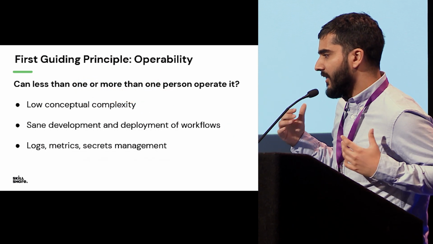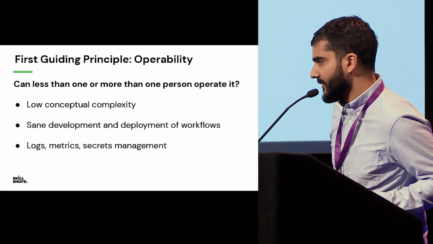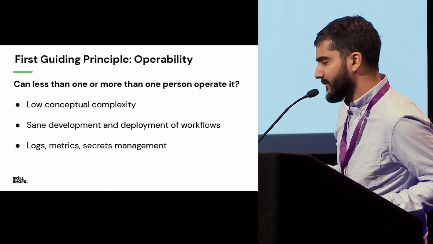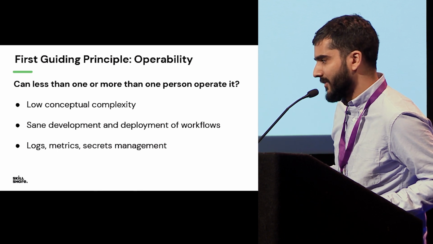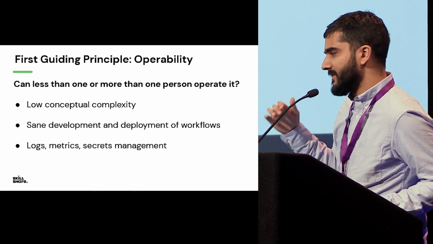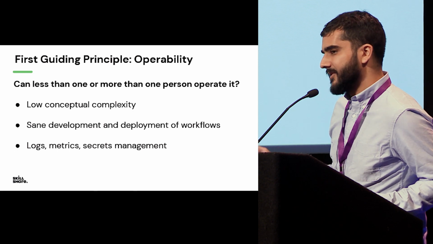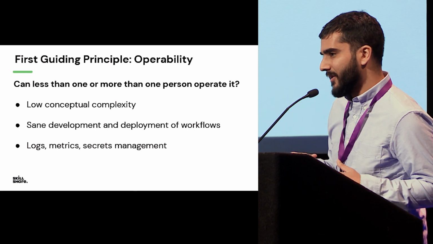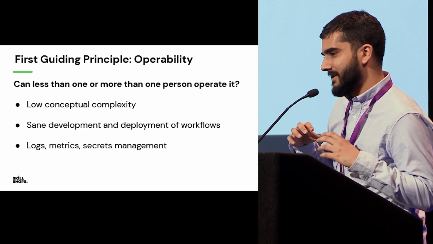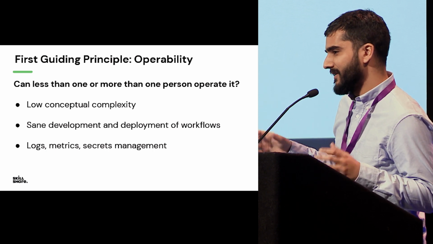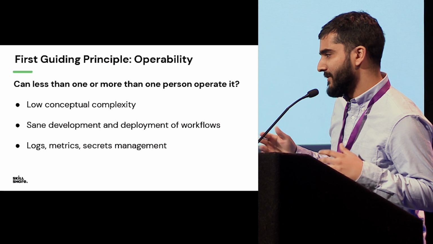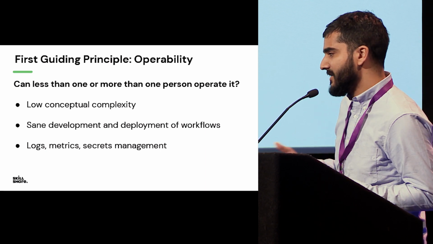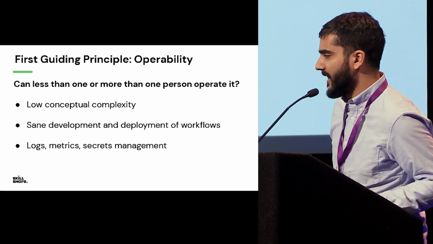So our first guiding principle was operability. And so I have here, can less than one person or more than one person operate it? So what I mean by less than one person is one person not working on it full time. I have a theory that if you have one smart person doing a heroic effort, they can basically make anything continue to run, but if they're not working on it full time, it may fall apart. And also if more than one person needs to work on something and you can't coordinate that, then you're also not in a great place.